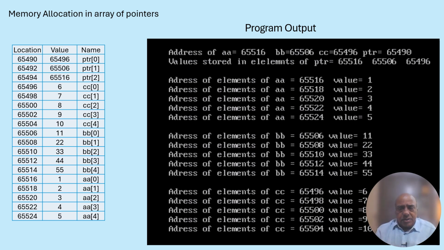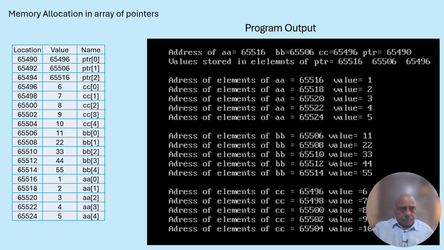What do we get from this program? We get that the address of AA is 65516, the address of the BB array is 65506, the address of the CC array is 65496, and the address of the ptr array is 65490. So location 65490 contains the address of the 0th element of array CC, 65496.